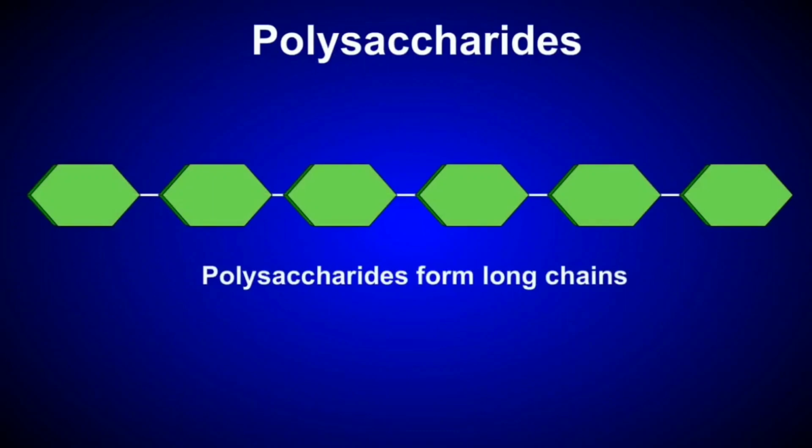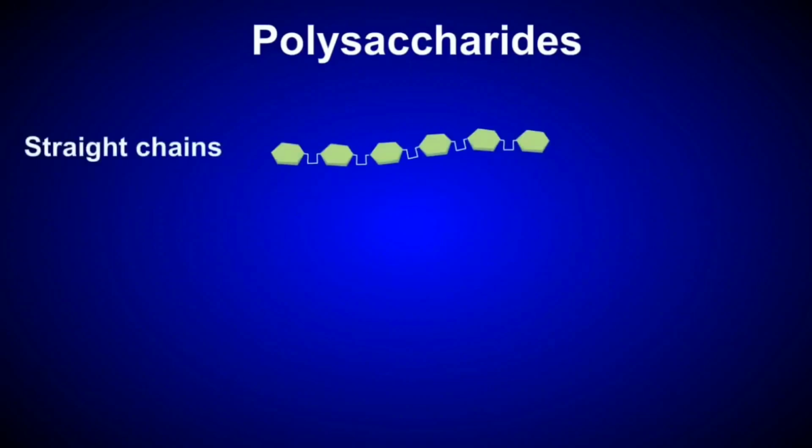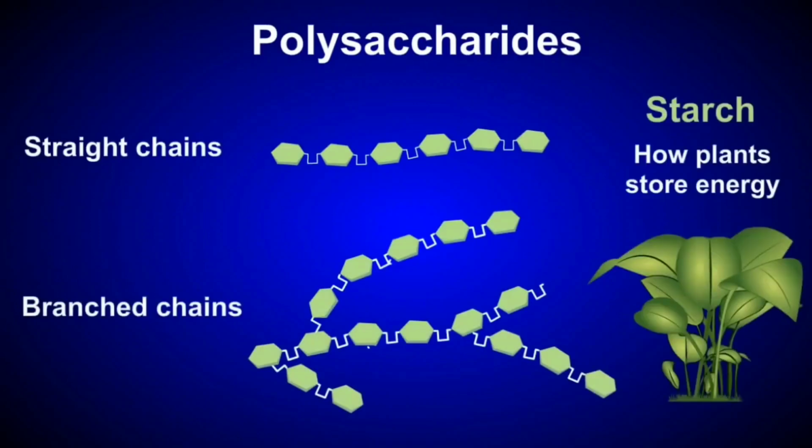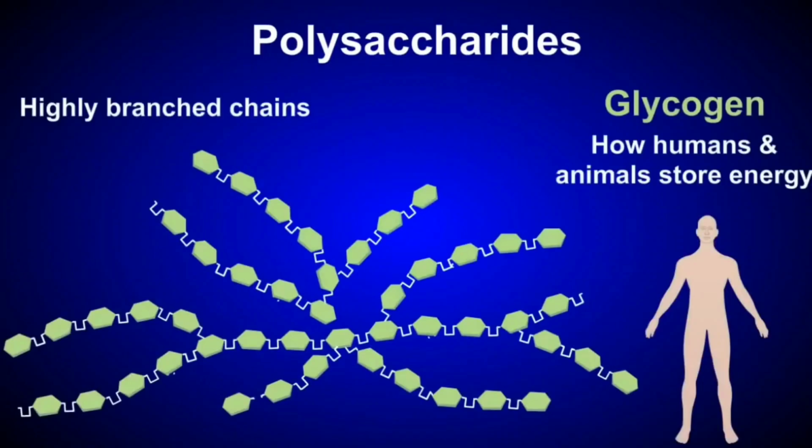Polysaccharides are formed when glucose monomers link together to form long chains. These long chains of glucose units are ideal for storing energy. The chains can be straight or branched. Plants store energy in the form of amylose, which has straight chains, and amylopectin, which is branched. Animals differ from plants in that they store energy in the form of glycogen, which is a highly branched polysaccharide that can be broken down quickly to supply energy to tissues.